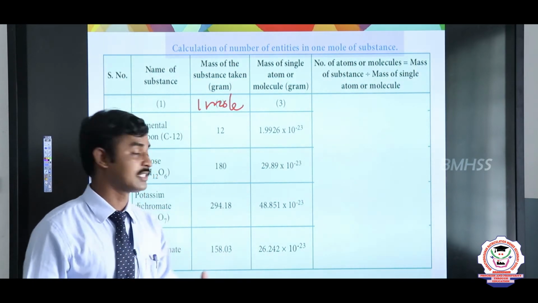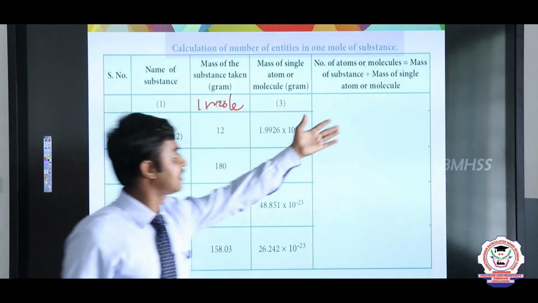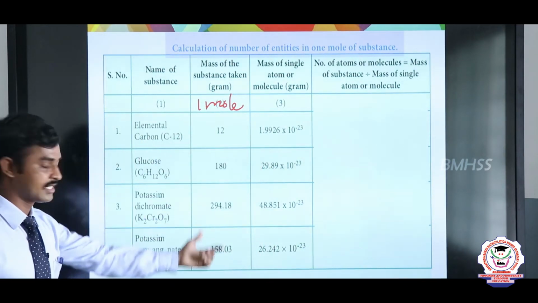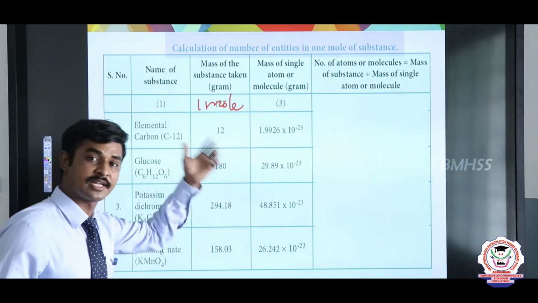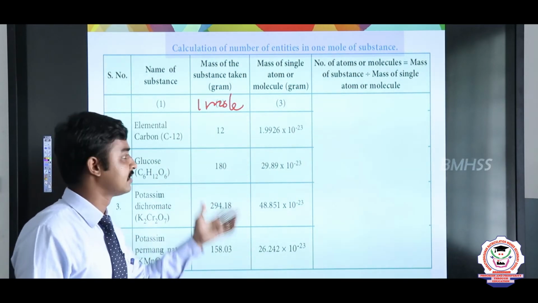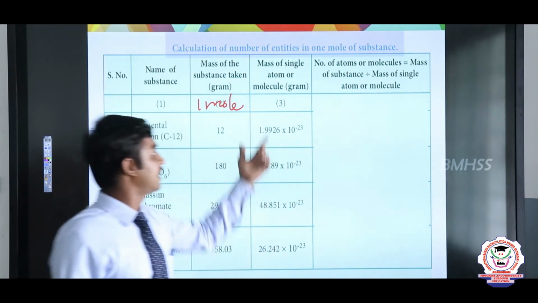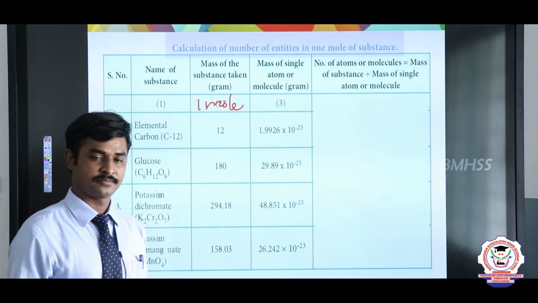1 mole of a substance may contain a large number of particles. How many particles are present in the mole, that only we calculate in the last column. So, 1 mole of substance contains the weight, and how many particles are present in the mole is calculated in the fourth column, the last column. The third column contains a single substance weight.